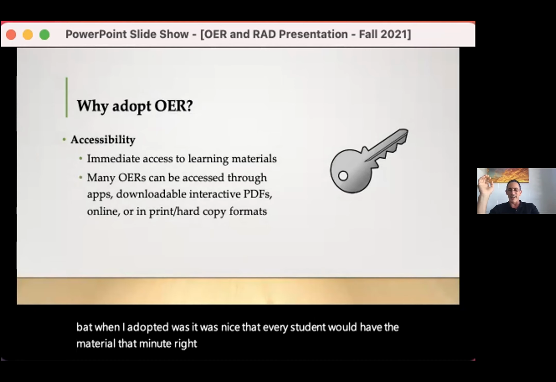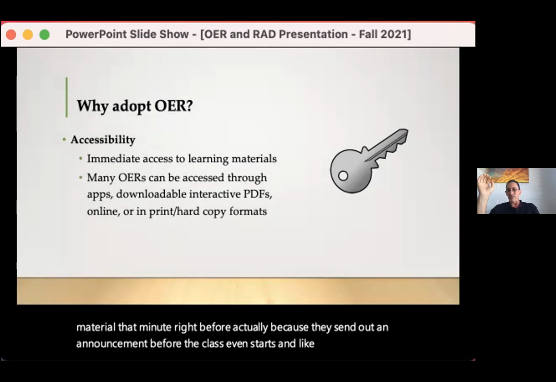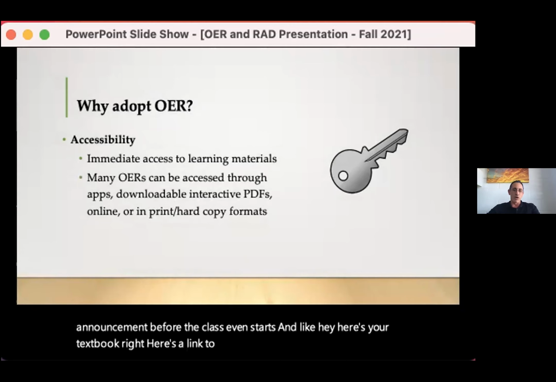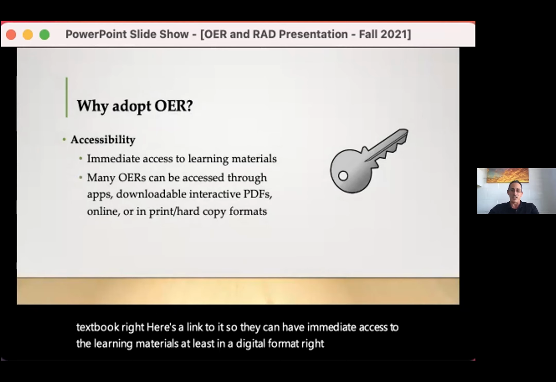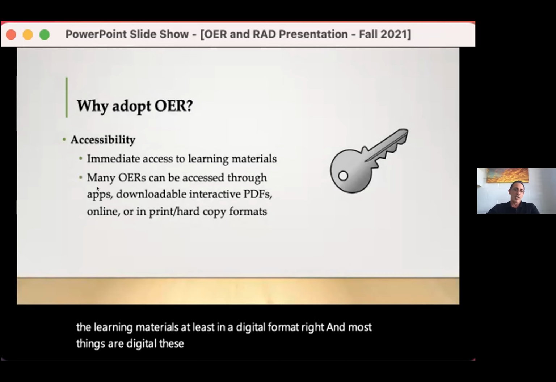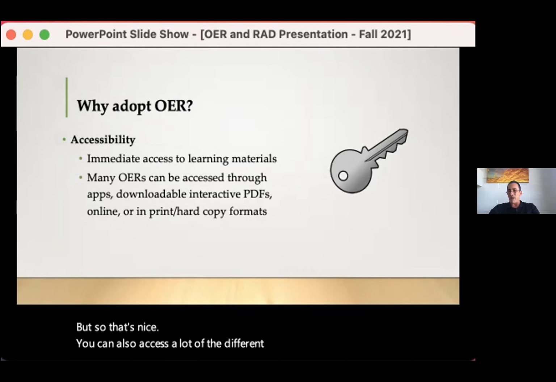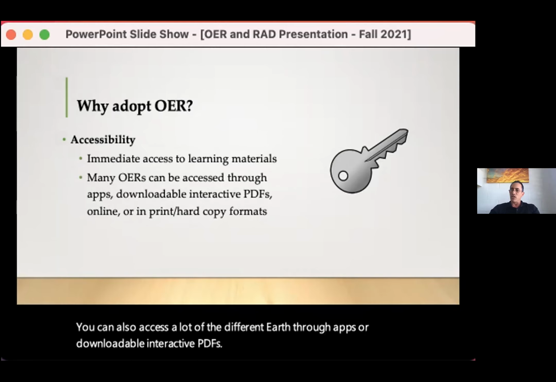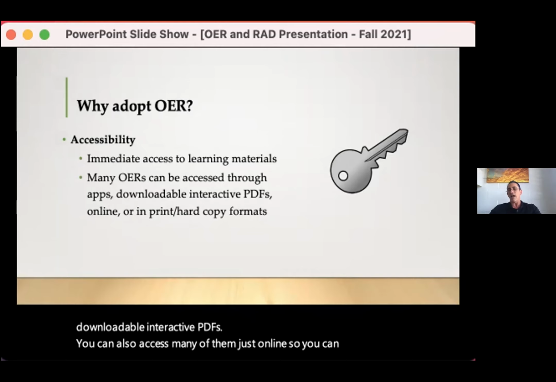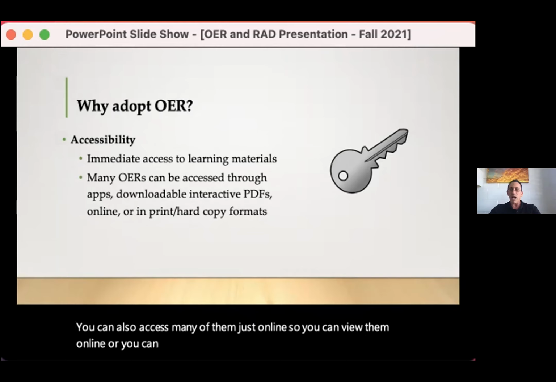Before the class even starts, I send out an announcement, like, hey, here's your textbook, right? Here's a link to it. So they can have immediate access to the learning materials, at least in a digital format, right? And most things are digital these days, but that's nice. You can also access a lot of the different OERs through apps or downloadable interactive PDFs. You can also access many of them just online, so you can view them online, or you can download copies.